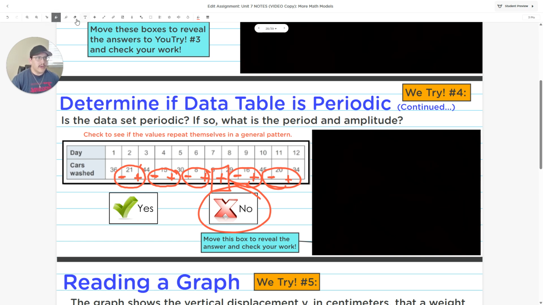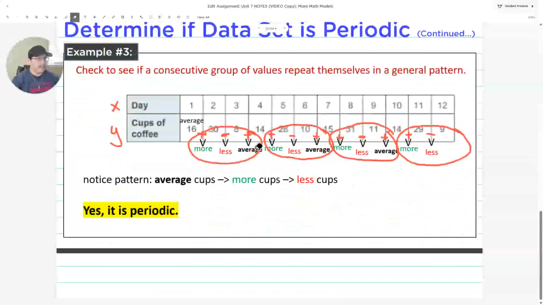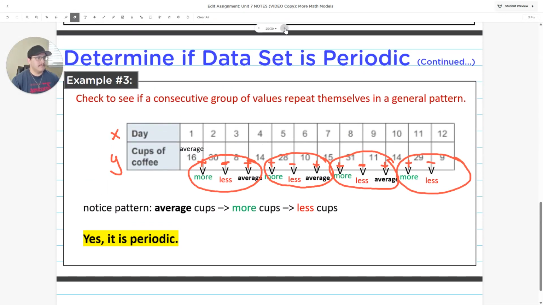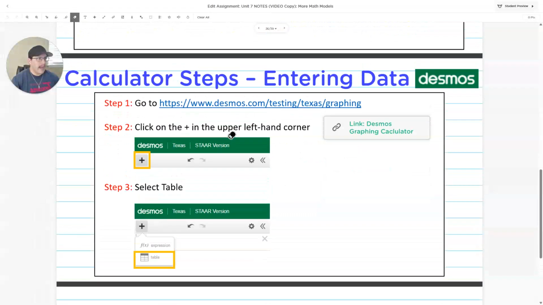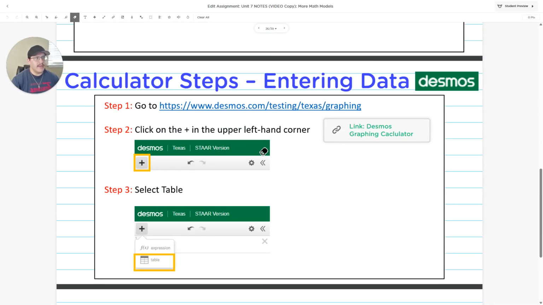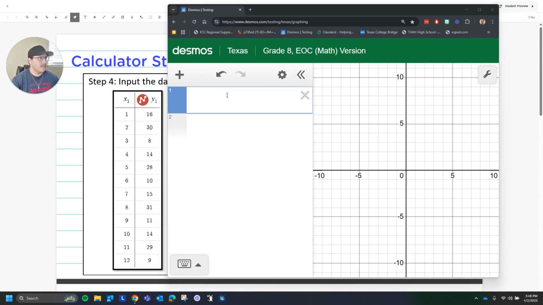Now, one way that you could also check this is by plugging these into Desmos. So let me go back to that example that we were looking at right here. We're going to use Desmos to type these into the calculator and check for a pattern. I'm going to pause the video and show y'all how to type this into Desmos in a little bit.